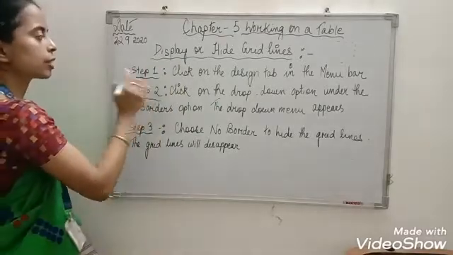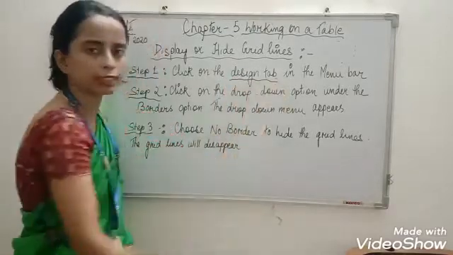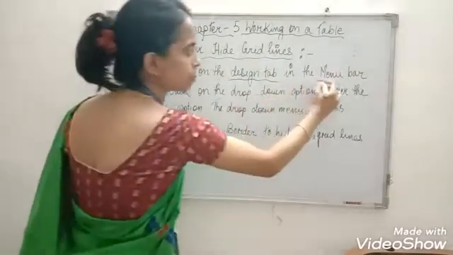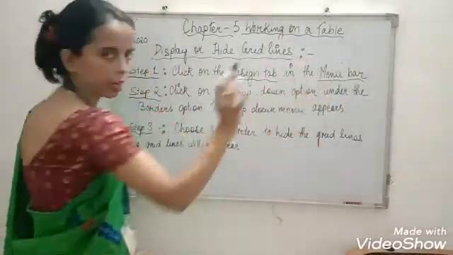So see here, step number 1. Click on the design tab. Where will you be getting the design tab? As I have already told you, layout tab, design tab you will be getting in the menu bar. Right. So click on the design tab in the menu bar.